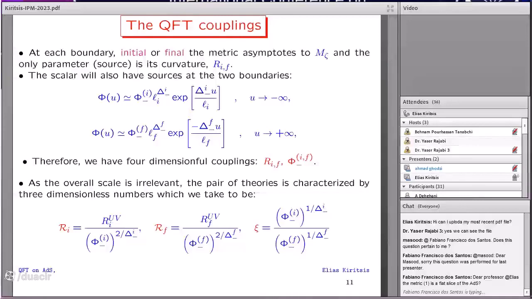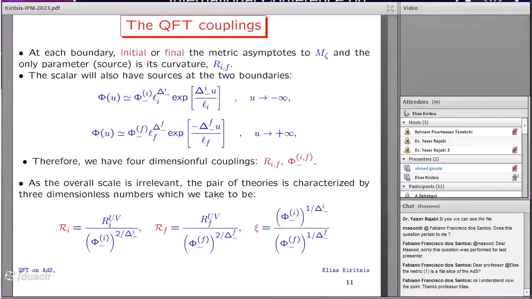So let me move on and describe, suppose one finds such a kind of flow. How does one read the couplings of the two quantum field theories that are associated with this flow? Because as we've seen, these flows always have two AdS boundaries, and therefore each boundary has its own couplings read from the sources near that boundary.